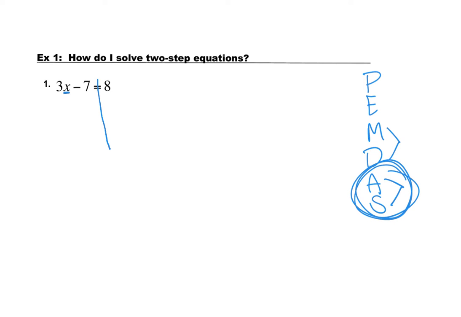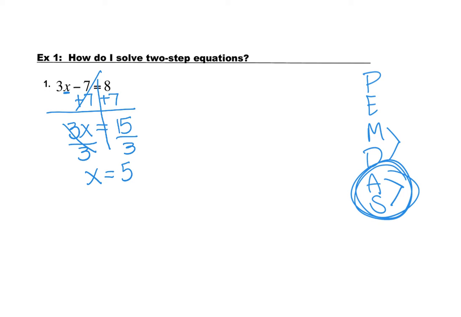I also like to look at it as what is further away from the variable, that 3 or the minus 7? Well, since that minus 7 is not touching it, that 3 is, we're going to start there. So to undo a minus 7, we're going to apply that addition property of equality by adding 7 to both sides. And now I'll have 3x is equal to 15. And now what is that 3 doing to the variable? It's multiplying. So we're going to divide by 3 on both sides. And x is equal to then 5.